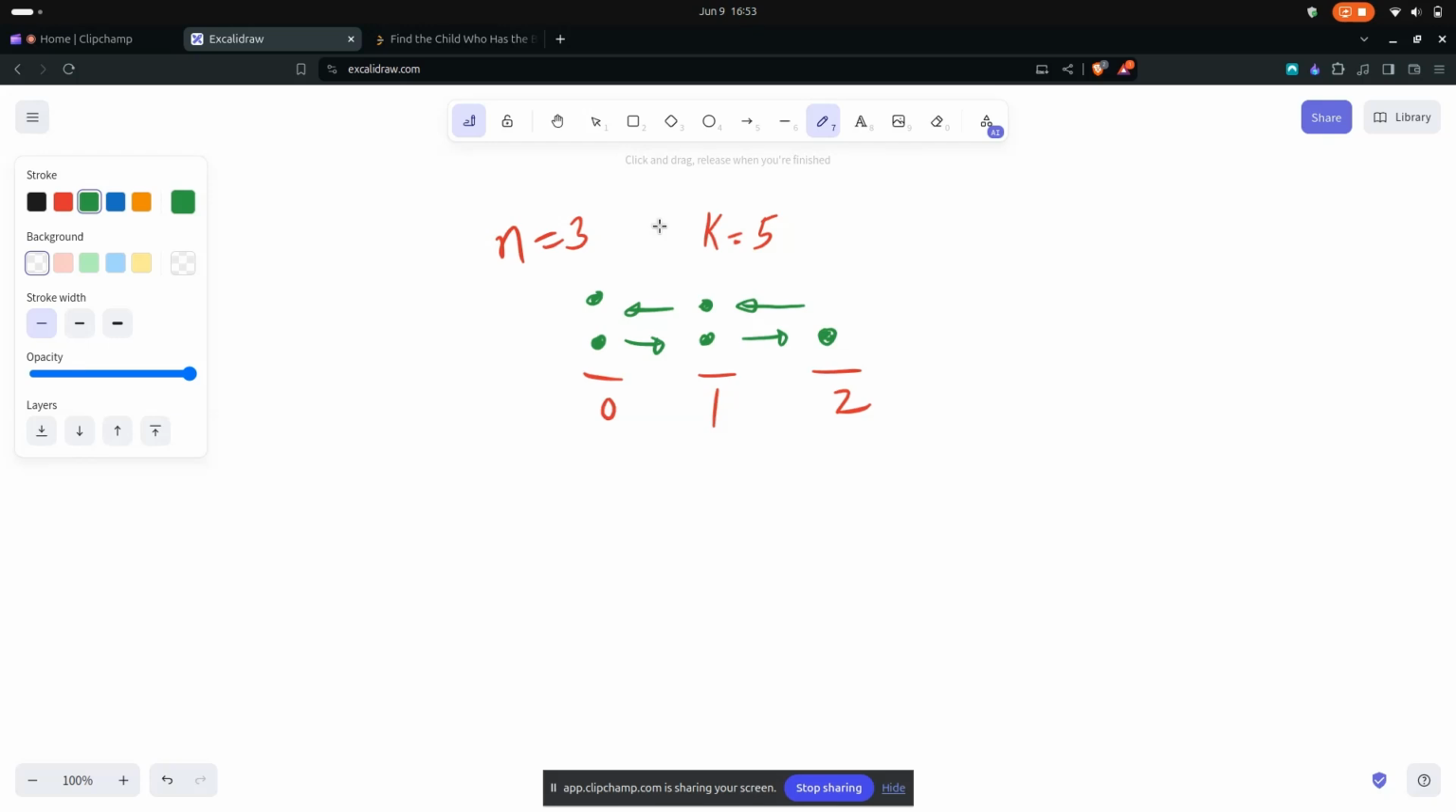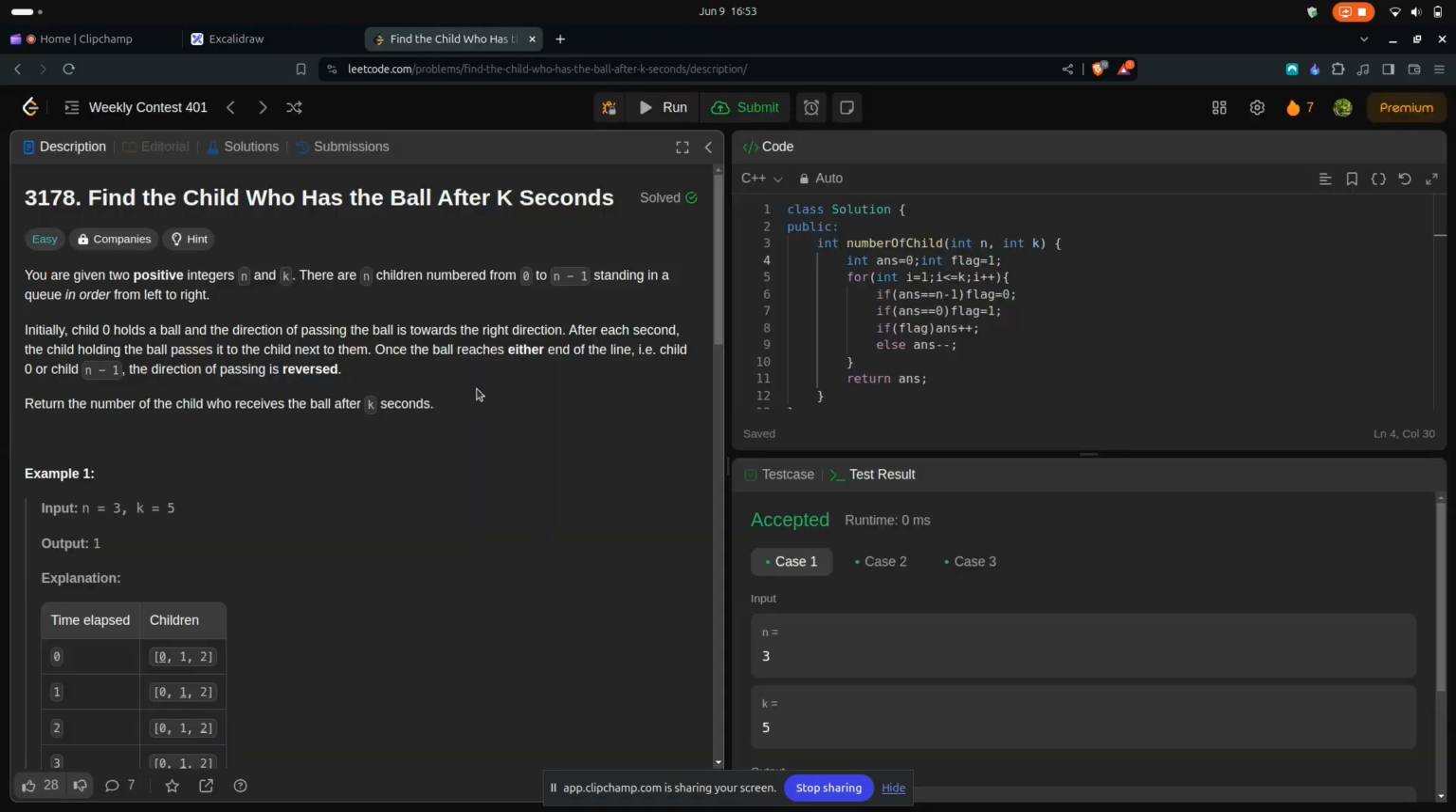And now what will happen? Again the direction of passing will be reversed. So from 0 the ball will again go to 1 and then it will again go to 2. Okay. So we can definitely see that there's a pattern and we can arrive at a mathematical solution to this. But before doing that, let's look at the constraints of this problem.